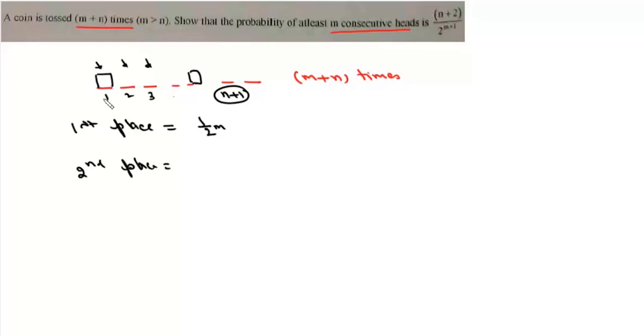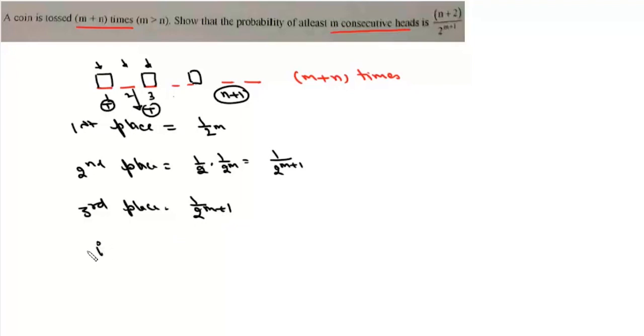Now clearly this first one has to be tails. So this probability is 1 by 2, and again these m consecutive heads will be 1 upon 2 to the power m. So it will be 1 upon 2 to the power of m plus 1. Now if we look at this third place, before the third, it should be tails. So again it will be 1 upon 2 to the power of m plus 1.